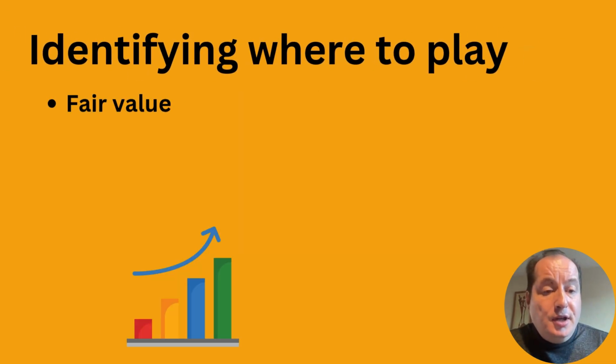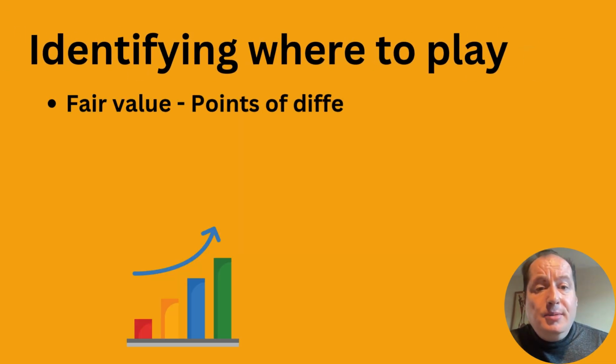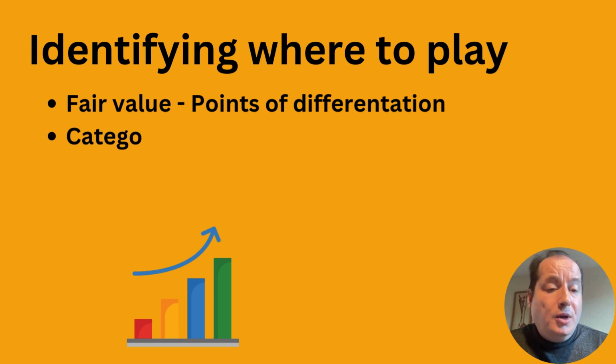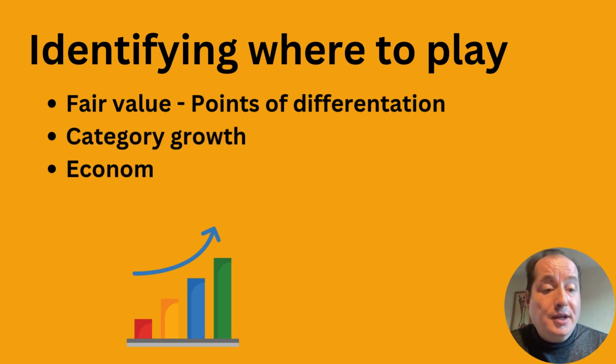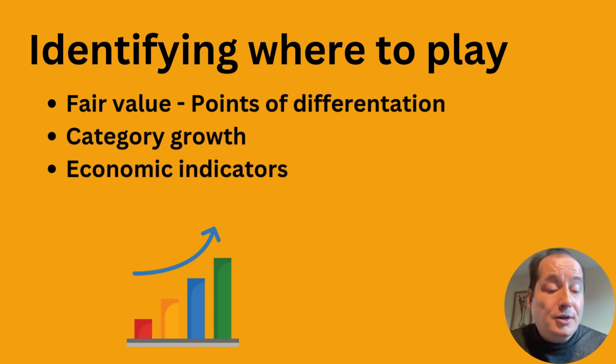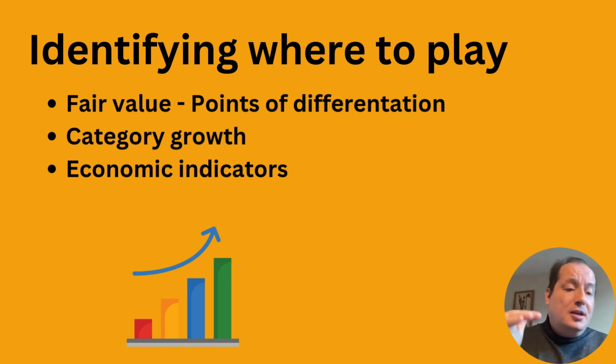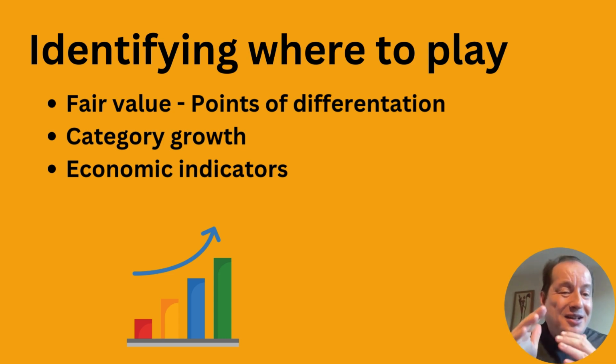This goes both for retailers and brand owners, obviously: identifying where to play. What are the focus areas of your retail store, or as a brand owner, where do you want to play? In essence, it's fair value. Fair value is what is expected by the consumer, what it needs to do. So peanut butter needs to taste like peanuts. It needs to have a decent taste. That is the basic value of peanut butter.